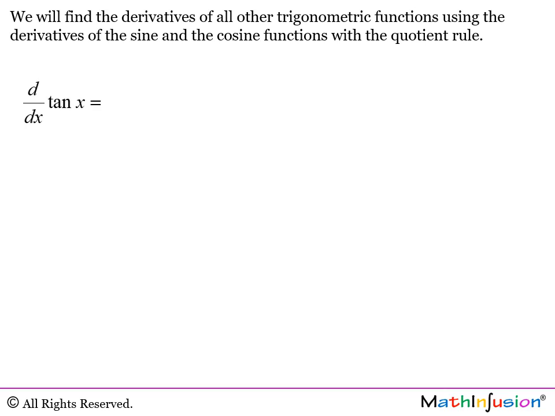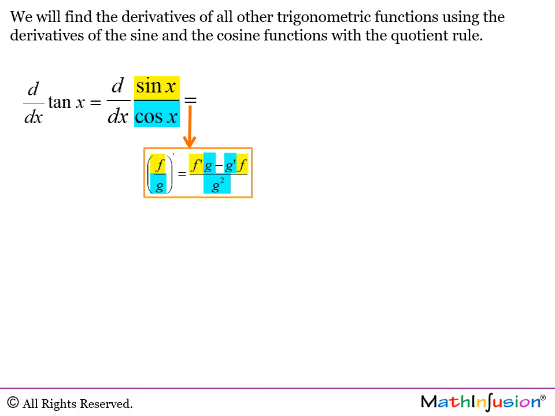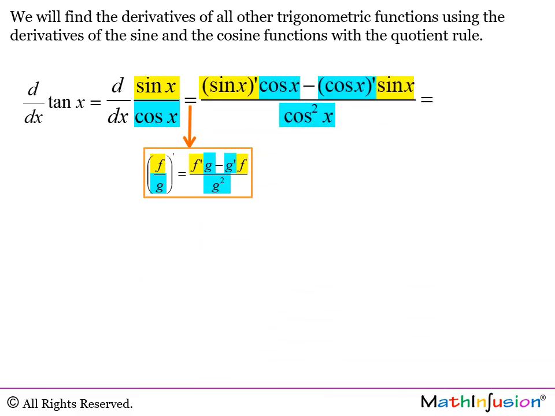We will start by evaluating the derivative of tangent x. First, we are going to write tangent x as sine x over cosine x, and now we are going to use the quotient rule. We will apply the quotient rule: differentiate the top times the bottom minus differentiate the bottom times the top, over the bottom function to the power of 2.